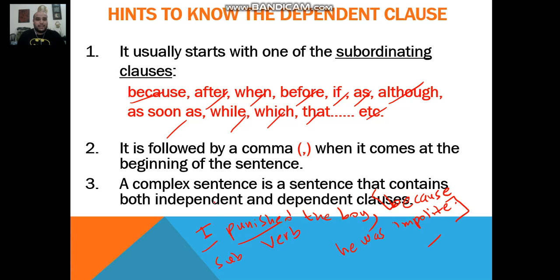The last thing in this video: whenever you have a sentence like this one, which contains a dependent clause and an independent clause, we call it a complex sentence. A complex sentence. If you have any question, please do send it to Teacher Malik on Classera or on WhatsApp.